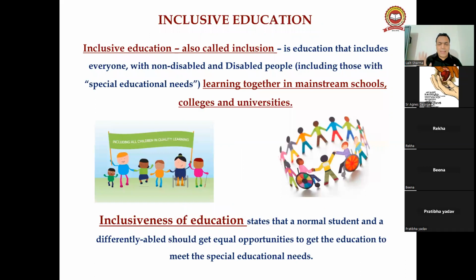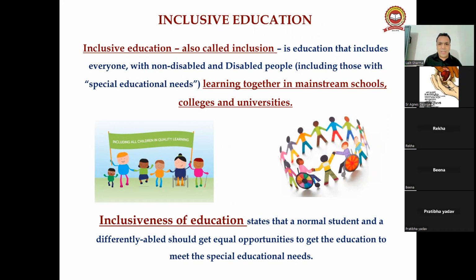So in the next slide, the meaning of inclusive education is given. What is inclusive education? Inclusive education means inclusion. What is the meaning of inclusive education? It is a type of education that includes everyone. Everyone means normal person, disabled person, every kind of person, right, guys?